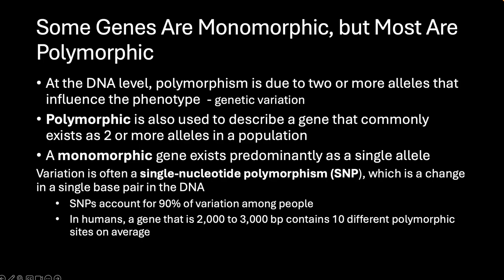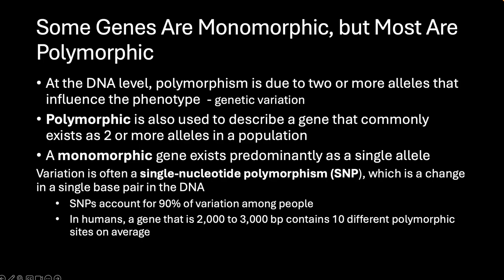So when we use the term polymorphic to describe a trait, we mean that it's a trait that has at least two versions or alleles in the population. In contrast, a monomorphic trait exists when there is only or predominantly a single allele.